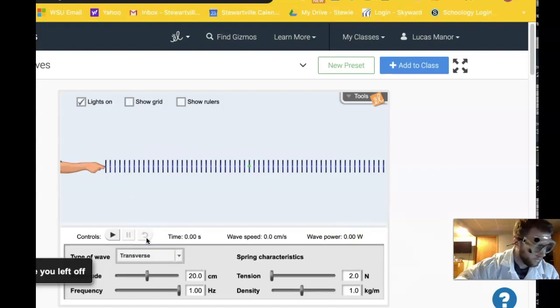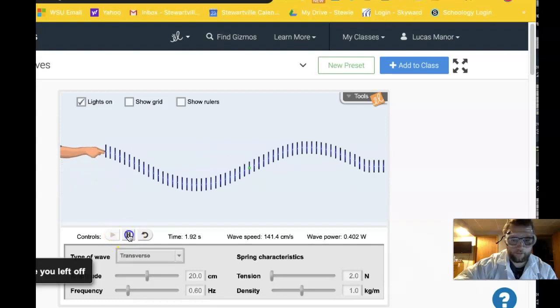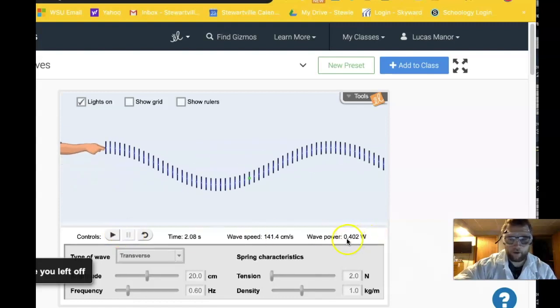And now we need our frequency back at 0.6. And now we are switching our tension to 2, which we already have. We're going to hit play. And we see we end up with a power of 0.402 watts. So for our fifth one down in our table, our answer is 0.402 watts.